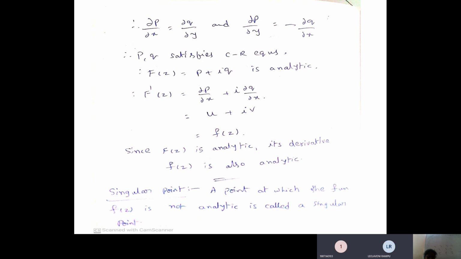So how can you write f dash z? Dou p by dou x plus i into dou q by dou x. Dou p by dou x is u, which we have already written, and dou q by dou x is v. So u plus iv is small f of z. Since capital F of z is analytic, its derivative small f of z is also analytic. So we have to prove that small f of z is analytic, and that we have proved.